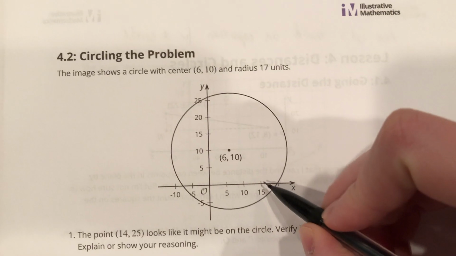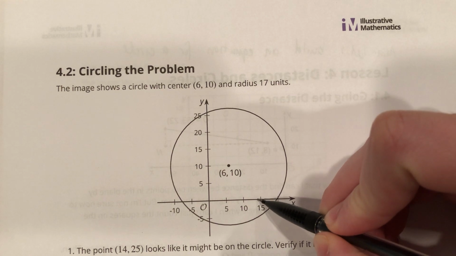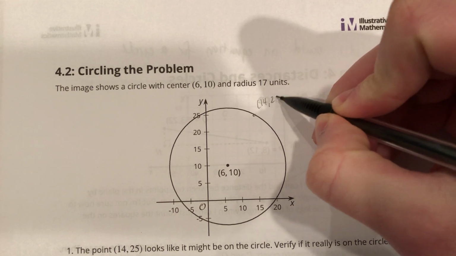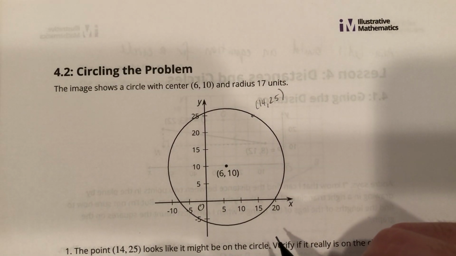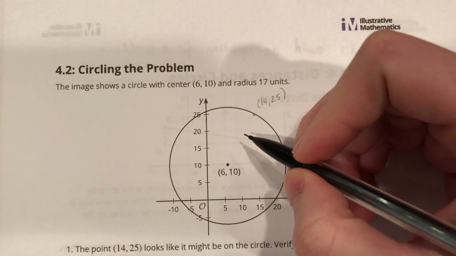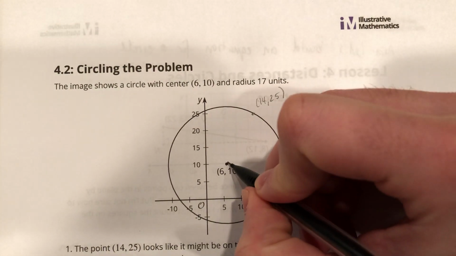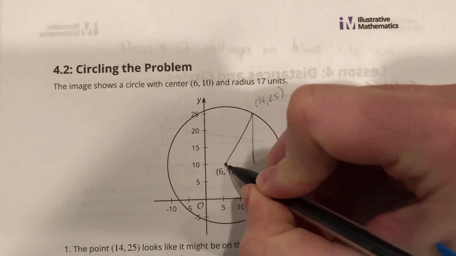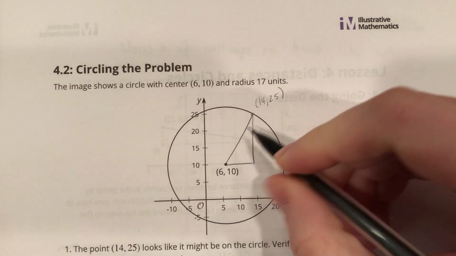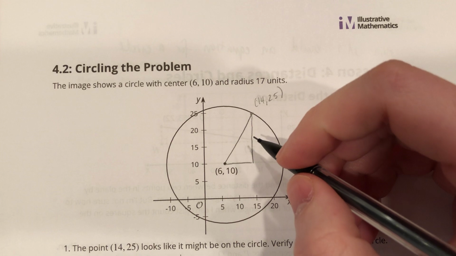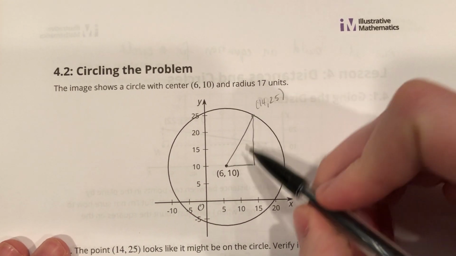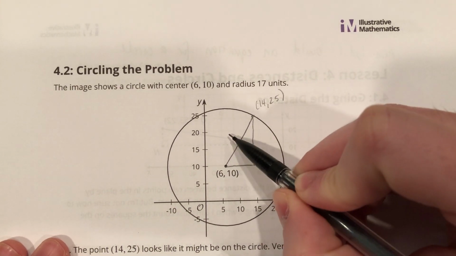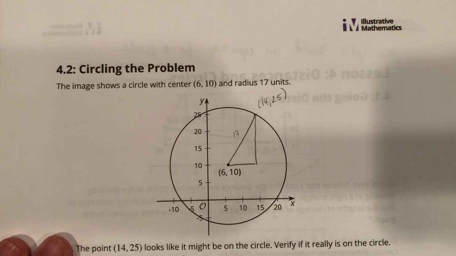All right, so I'm gonna mark about where I think 14, 25 is. So it looks like 14, 25 is about here. So let's assume for now that it's on the circle. So, just like in the do now, I'm gonna try and create a right triangle here. Because if I create a right triangle, I have a formula that can find the lengths of all these sides. So if we're talking about a radius, right, that's going to be the length from the center of the circle to the circumference. So this should be 17 units if everything goes according to plan.